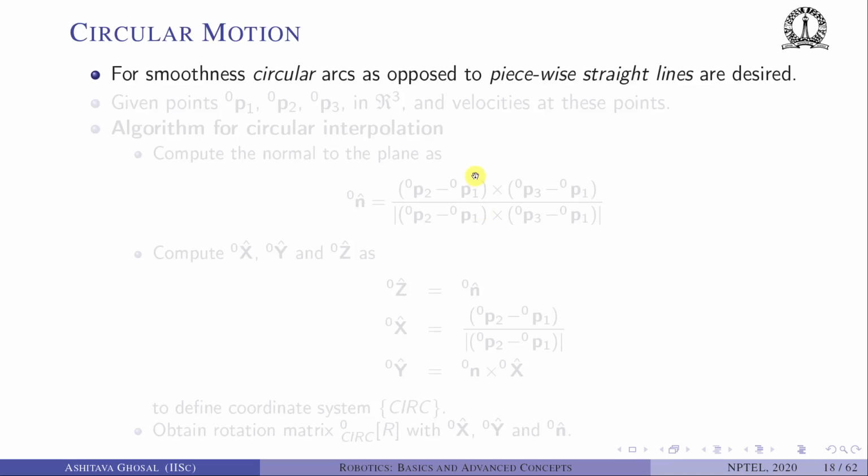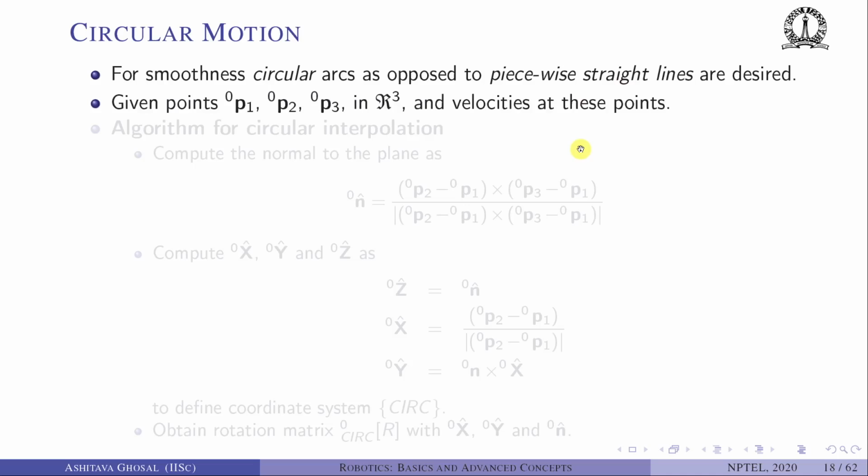Okay. Sometimes for smoothness, we specify circular arcs as opposed to piecewise straight lines between 3 points. So if you are given 3 points, I can do two straight lines, or I can pass a circular arc. A circular arc is a little better preferred, because it is smoother. Okay, in terms of 3D space, in time we will always be smooth.